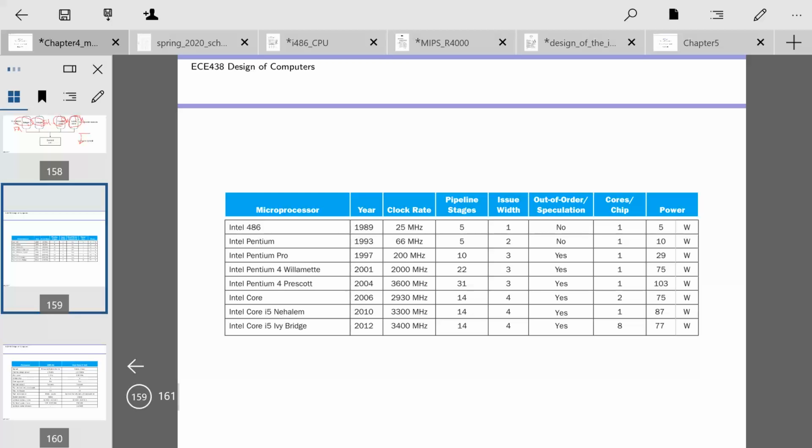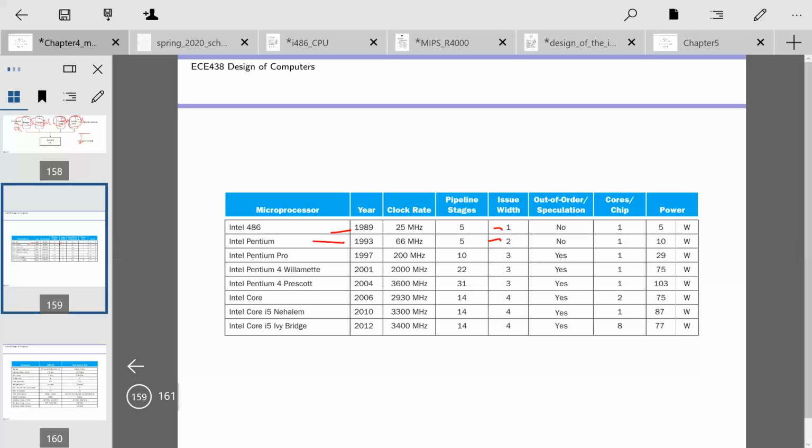So here we start. Look at that. The 46 in 1989 and the Pentium in 1993. Pentium Pro in 97. Let's look at the number of pipeline stages. We just looked. The 46 is 5. The Pentium is 5. And the issue width is 1, 2. We just talked about that. Cool, huh? No out of order execution. I mentioned that. Those are in order pipelines.